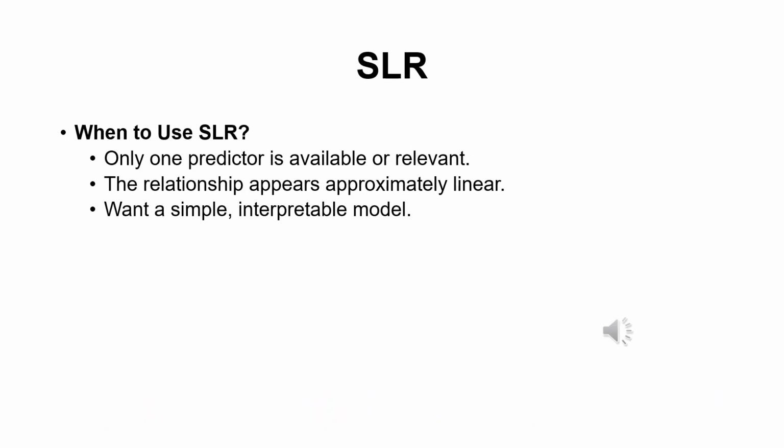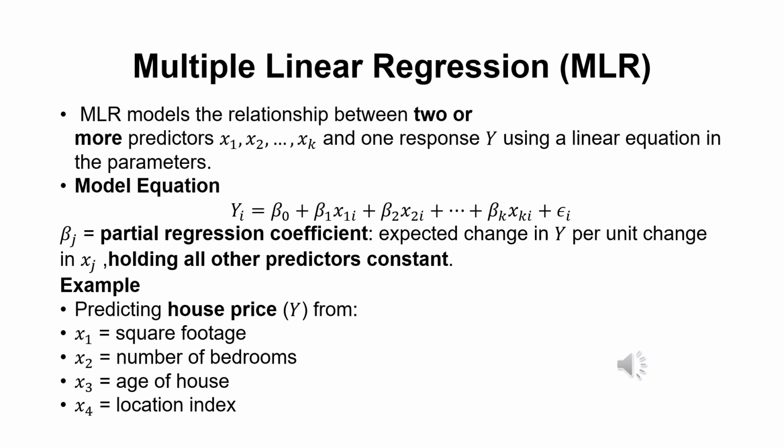Use simple linear regression when you have only one relevant predictor, the relationship is roughly linear, and you need a simple, easy-to-explain model. Multiple linear regression models the relationship between two or more predictors and one response using a linear equation. The equation is y_i equals beta_0 plus beta_1 x_1i plus beta_2 x_2i, up to beta_k x_ki, plus error. Each beta_j is a partial regression coefficient. It's the expected change in y for a one-unit change in x_j, holding all other predictors constant.